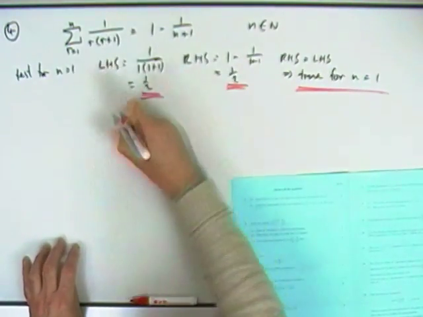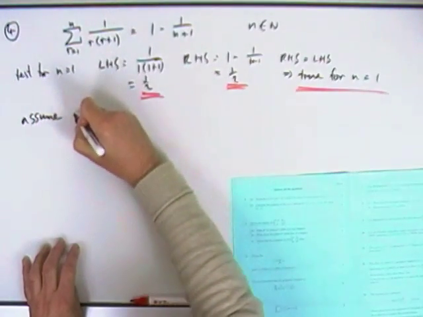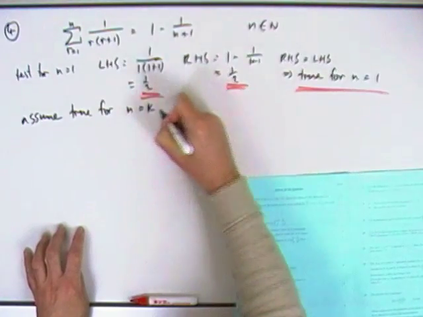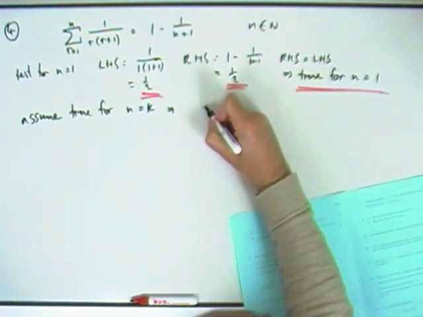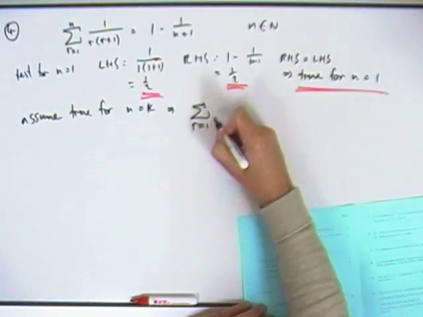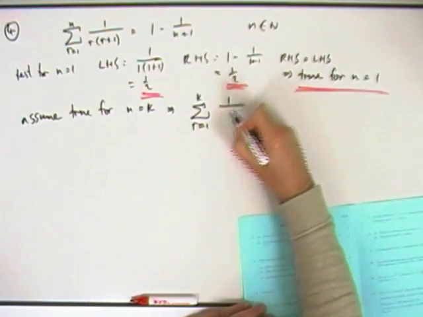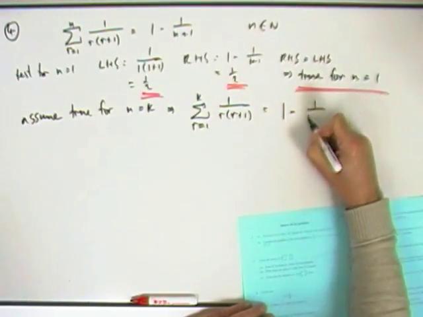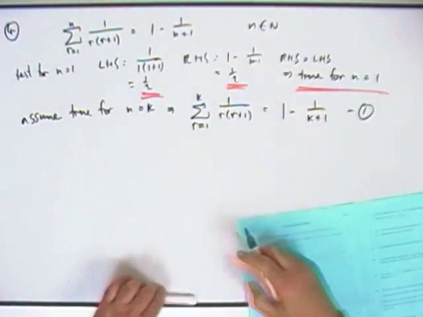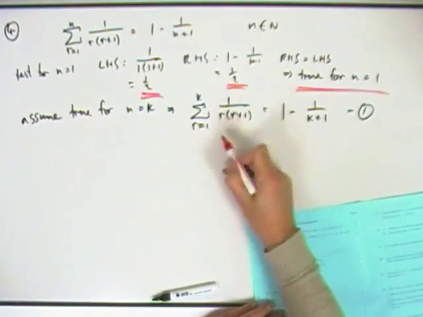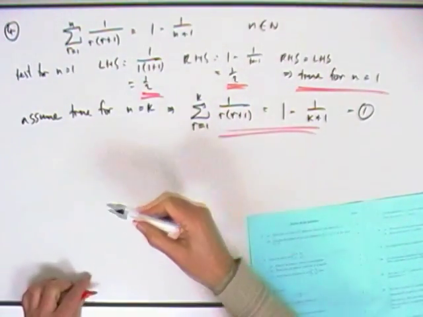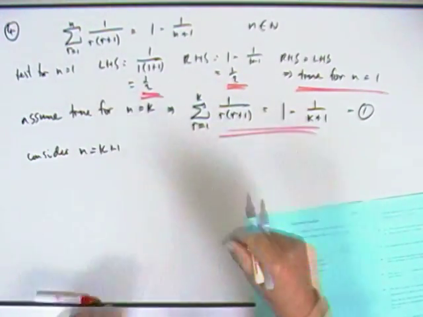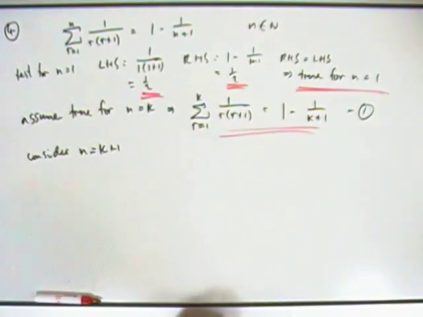Then, the inductive hypothesis. Assume it's true for some arbitrary position for n equals k. In other words, if you were to take the summation from r equals 1 to k of 1 over r plus 1, you would get 1 minus 1 over k plus 1. That's the inductive hypothesis. And then consider n equals k plus 1. Consider the next part after that.